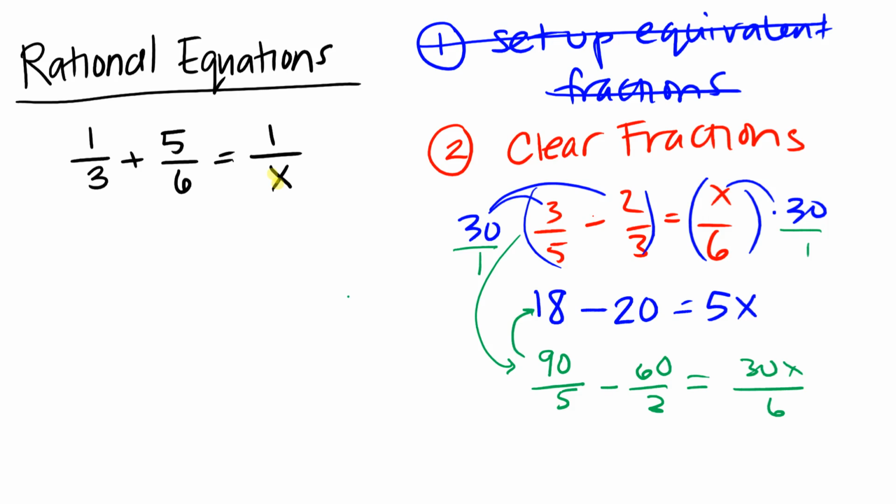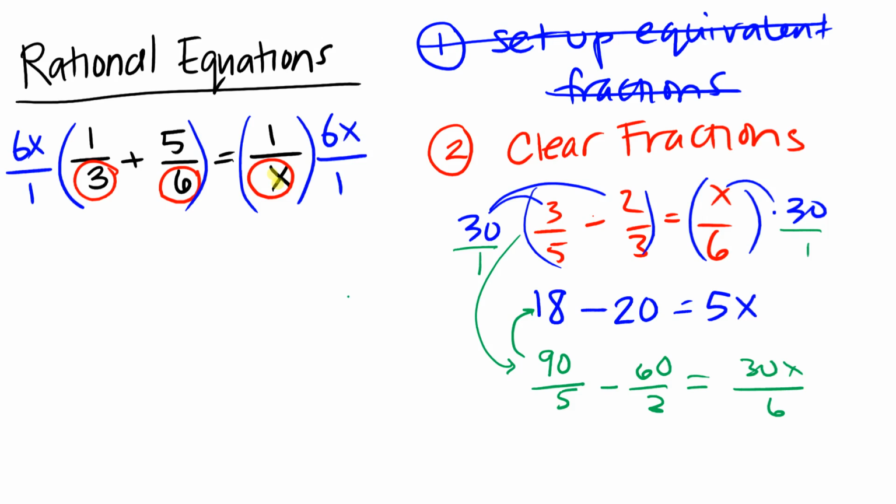So we can do that same thing. We just have ugly pieces here. We have a 3, a 6, and an x in our denominators. The least common multiple for 3 and 6 would be 6 itself. But we also want to get rid of this x. So I'm going to multiply both the left side and the right side by 6x. And I'll put it over 1 so I don't get confused.